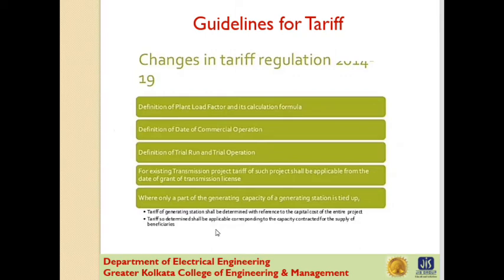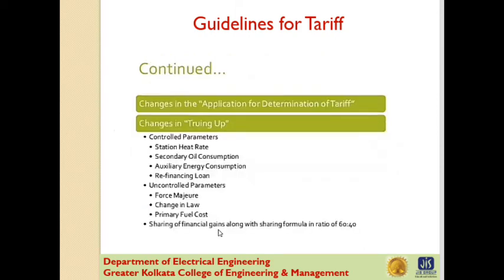Where only a part of generating capacity of generating station is tied up, tariff of generating station shall be determined with reference to the capital cost of the entire project. Tariff so determined shall be applicable corresponding to the capacity contracted for the supply of the beneficiaries. Changes in the applications for determination of tariff.